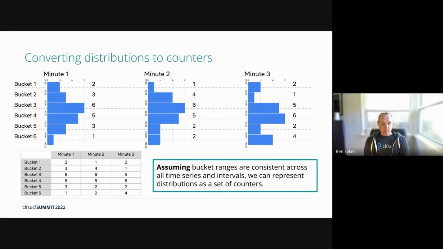With T-Digest and some other histogram bucketing systems, this is not necessarily true, which means that when they try and query and merge, they have to recompute what the bucket ranges are for that data set. This can really hamper query performance.